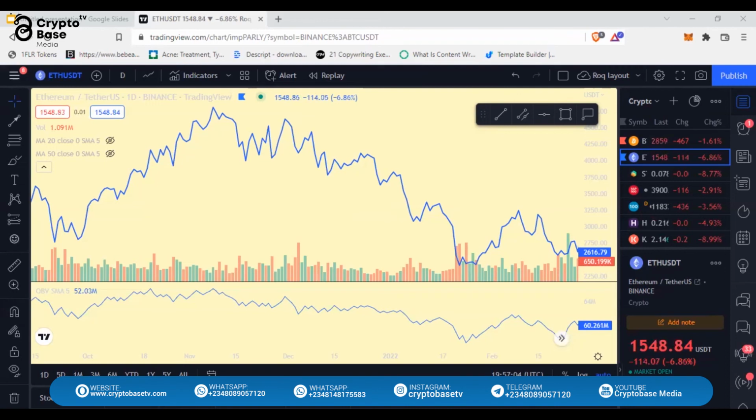Okay, someone asked, what is the best leverage to use in futures trading? The best leverage to use definitely depends on you. But it's advisable you don't use large leverage so that you don't blow your account quickly.